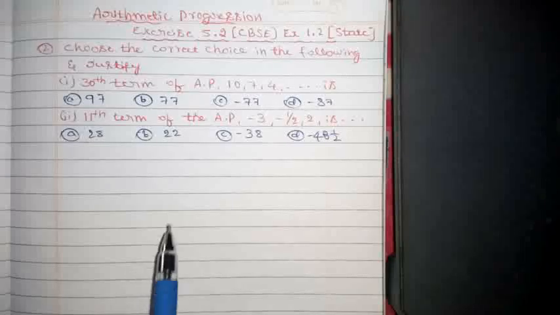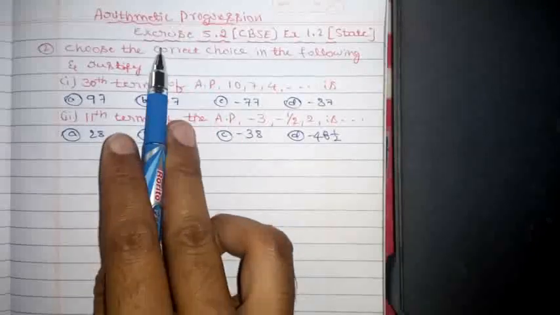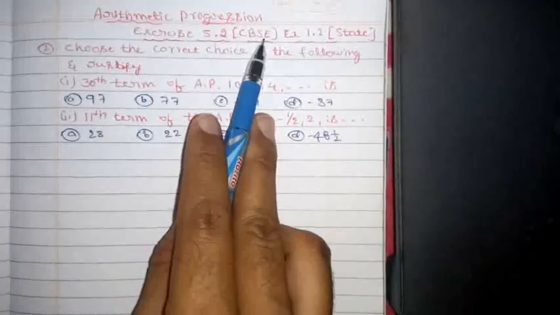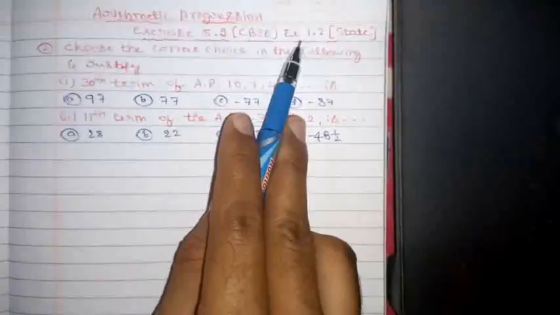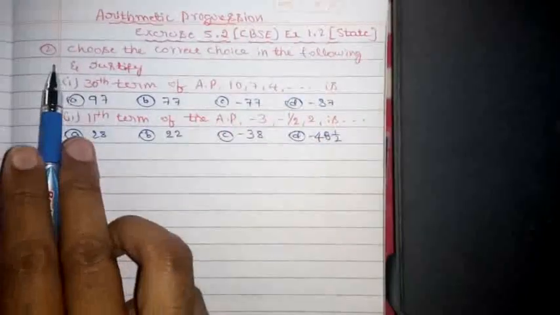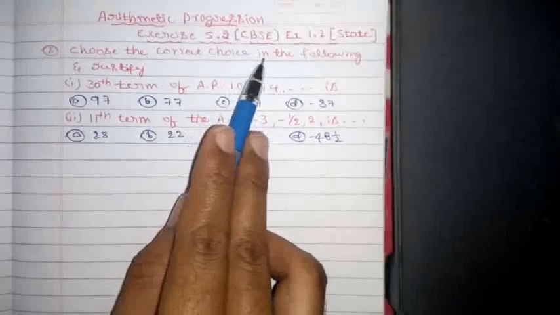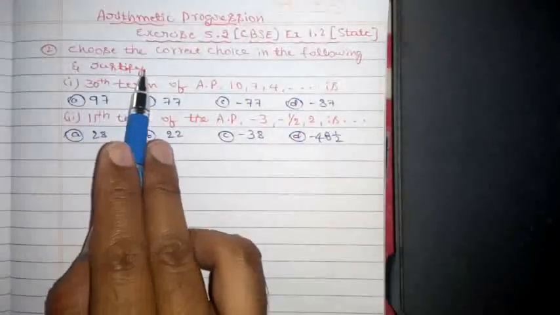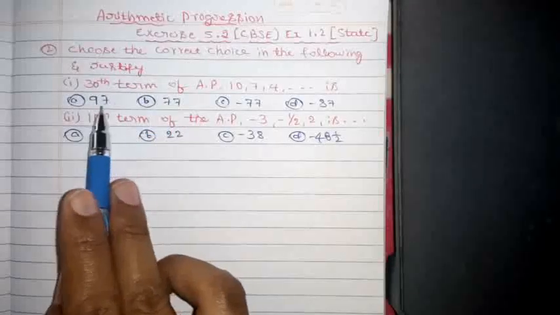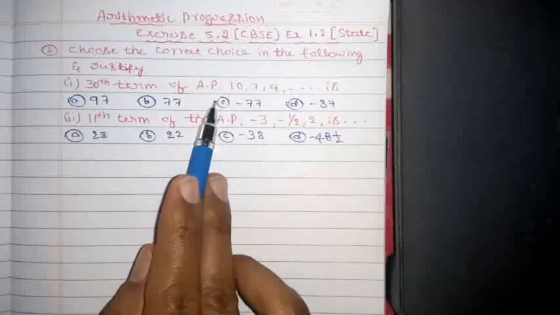Dear children, in this video we will solve the arithmetic progression chapter, exercise 5.2 of the CBSE board and the same exercise 1.2 of the state board. Okay. Now the second question we will solve. The question is, choose the correct choice in the following and justify. So you need to choose the correct option from the given question, children, right?